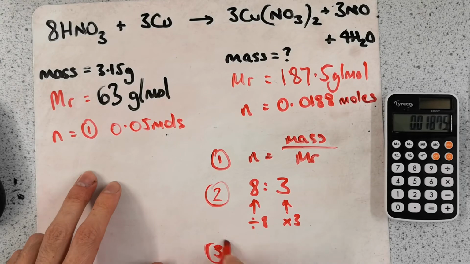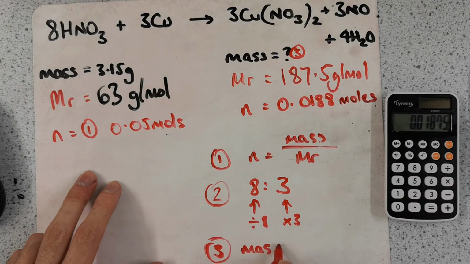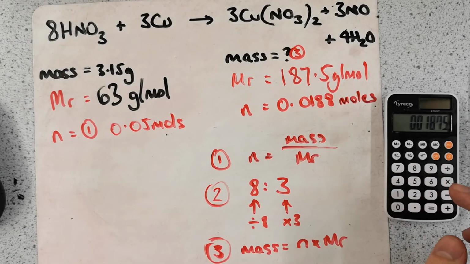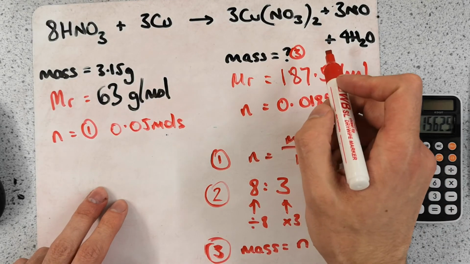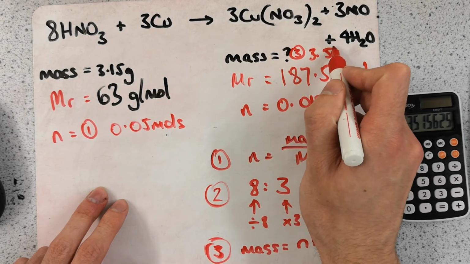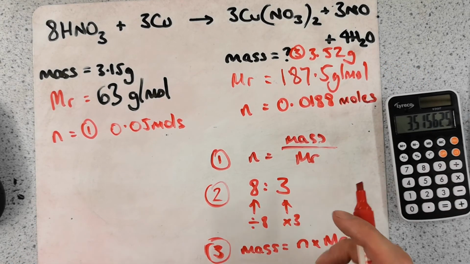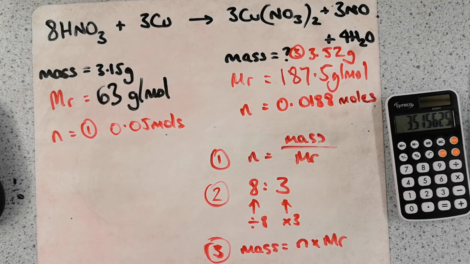So to work out then my mass up here in step 3, mass is equal to the number of moles times the molecular mass, which I worked out earlier is 187.5. So I get here a mass of 3.52 grams. Again, I've gone to 3 significant figures and rounded up. Units are all in there correctly, and that's my mass of copper nitrate worked out.